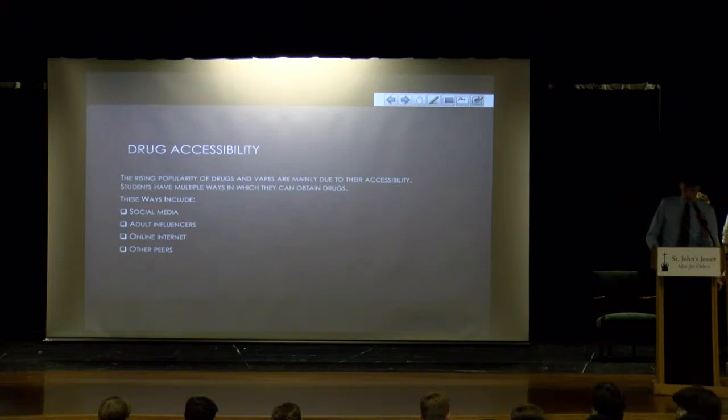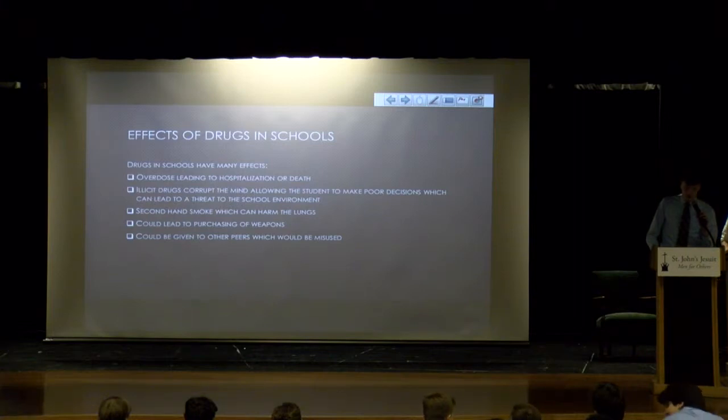Drugs have many effects regarding the safety of the school environment. These include overdose, leading to hospitalization or death. Illicit drugs corrupt the mind, allowing the student to make poor decisions. Secondhand smoke, which affects the lungs. And the giving of the drugs or vapes to peers, which would be misused.